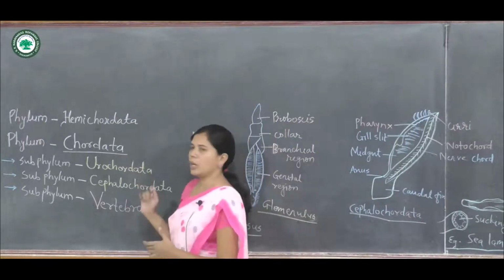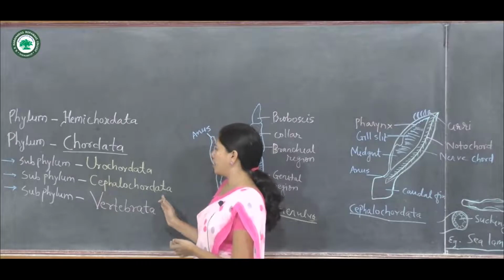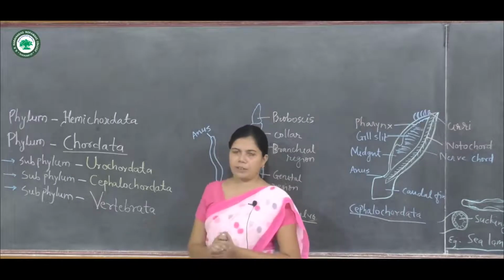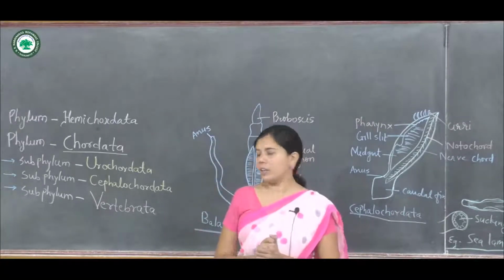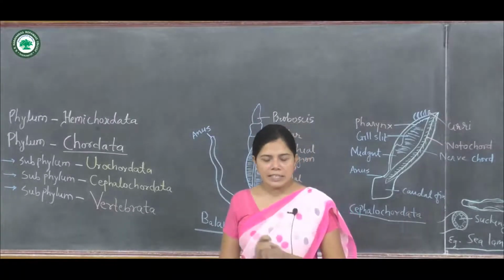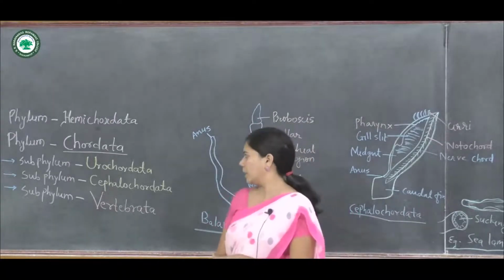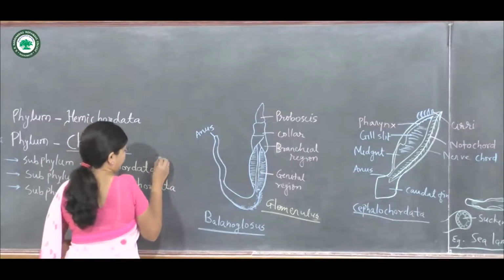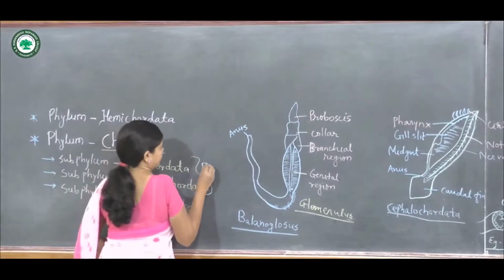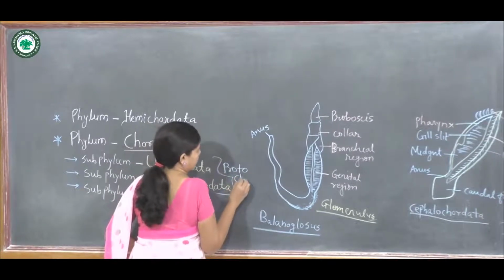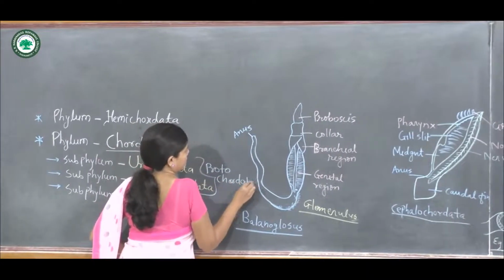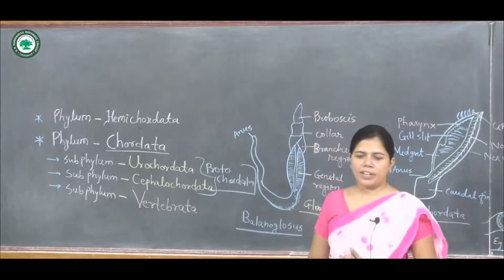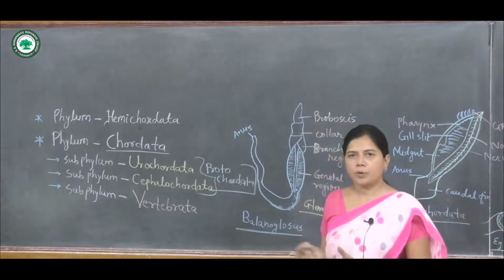First, the subphylum Urochordata; second, the subphylum Cephalochordata; and the third subphylum of the chordates is Vertebrata. The Urochordata and the Cephalochordata are collectively known as the protochordates.